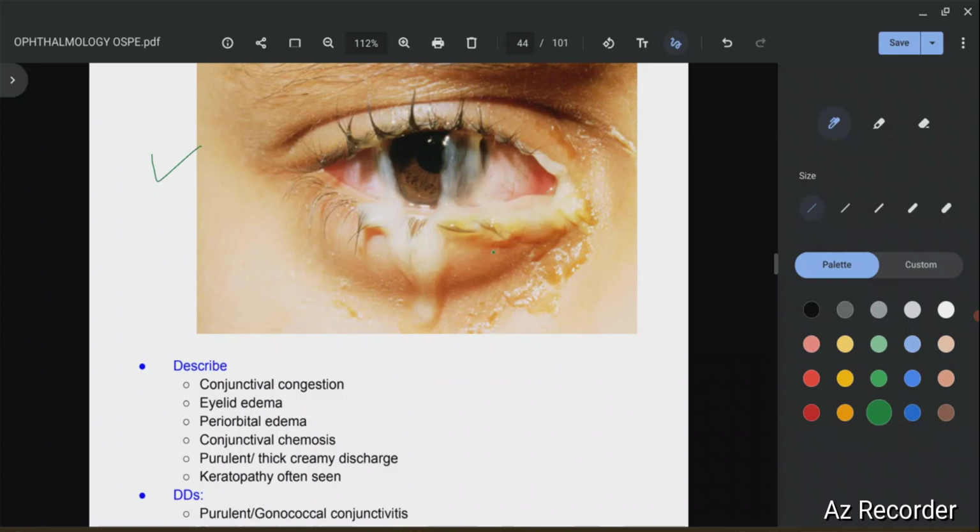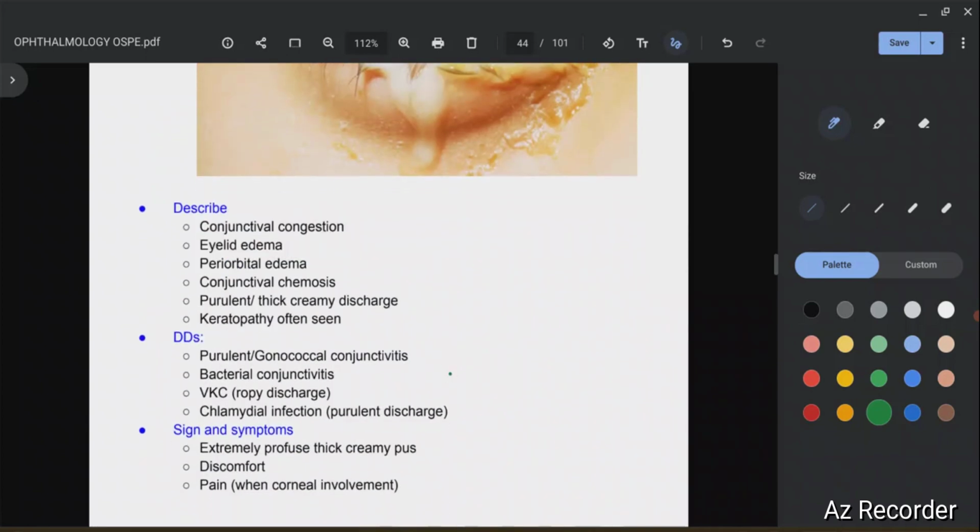Okay, and obviously there is thick, profuse, creamy, purulent discharge. Keratopathy is often seen because this discharge first disrupts your tear film and then irritates your cornea directly. You can see that this discharge is present on the cornea, so obviously it's going to irritate the cornea, leading to keratopathy. So what are your differential diagnoses?